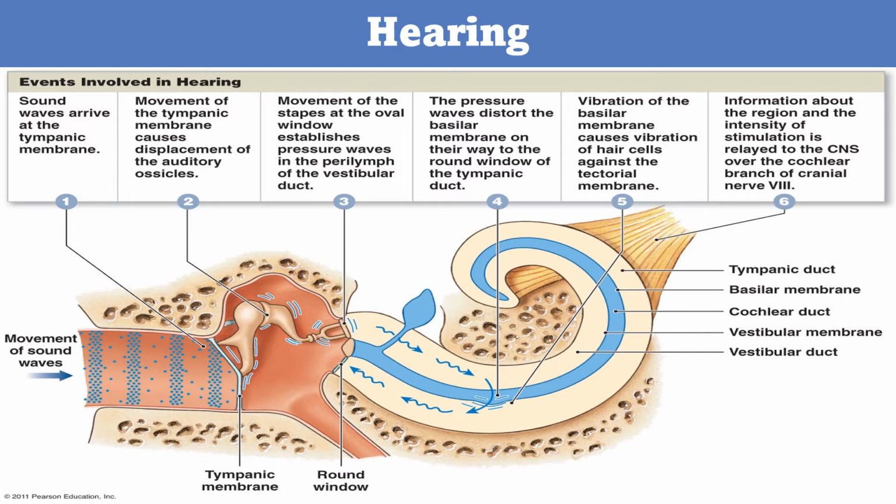Number four, the pressure wave distorts the basilar membrane on its way to the round window of the tympanic duct. Number five, vibration of the basilar membrane causes vibration of hair cells against the tectorial membrane. And lastly, information about the region and intensity of stimulation is relayed to the central nervous system over the cochlear branch of cranial nerve 8.